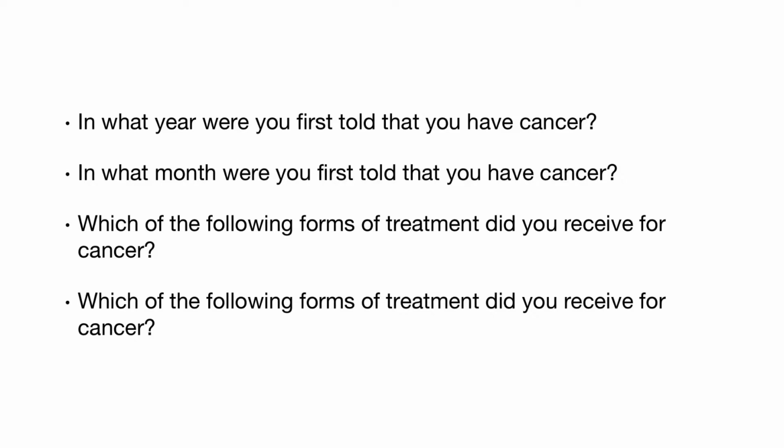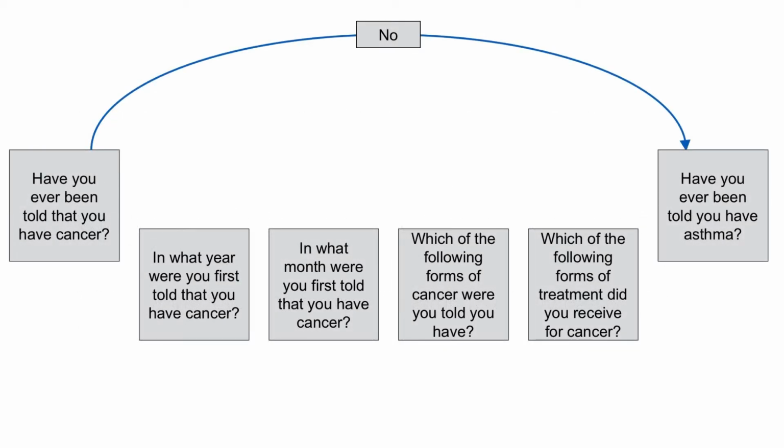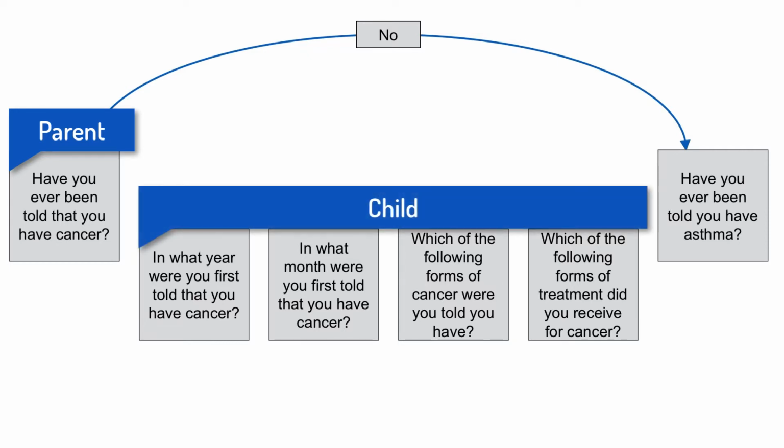If you've never had cancer, you may find it confusing to be asked these questions, difficult to respond to these questions, and you may even feel as though your time is being wasted. One way to address these problems is to first ask your participants if they've ever had cancer. Sometimes, you may hear this referred to as a parent question, and all the other cancer-related questions that follow may be referred to as child questions.